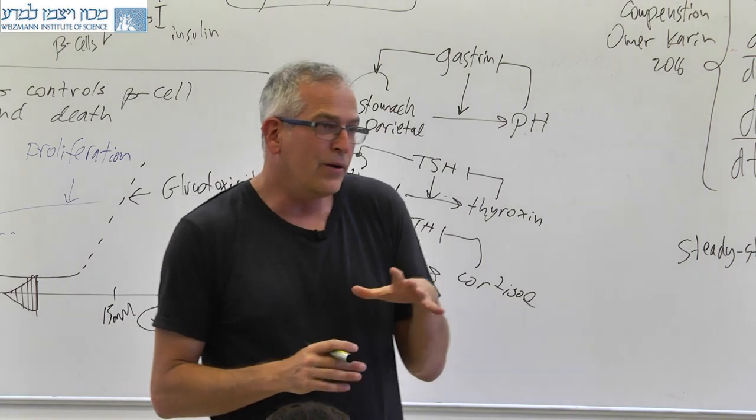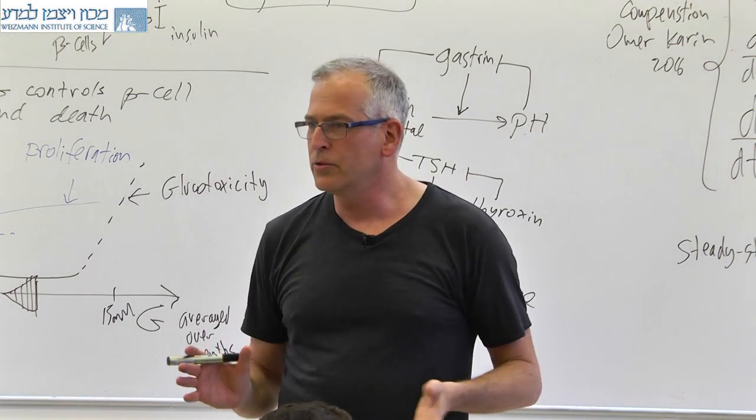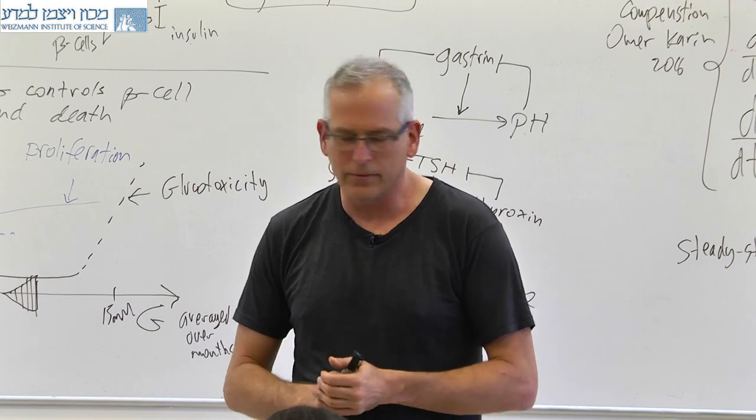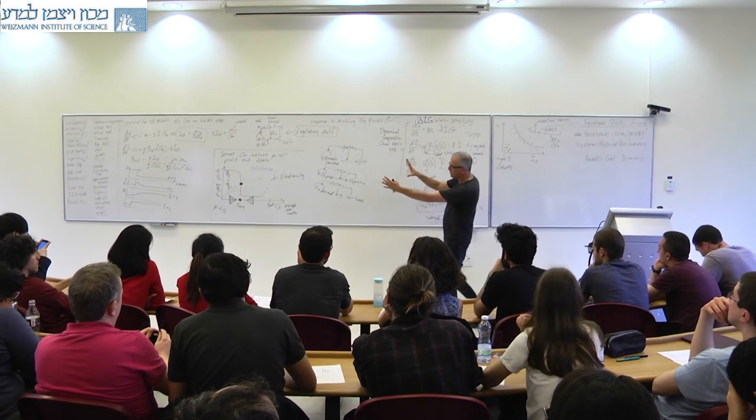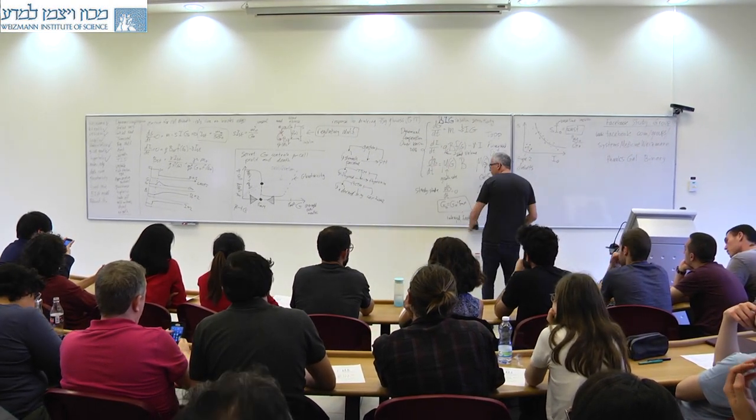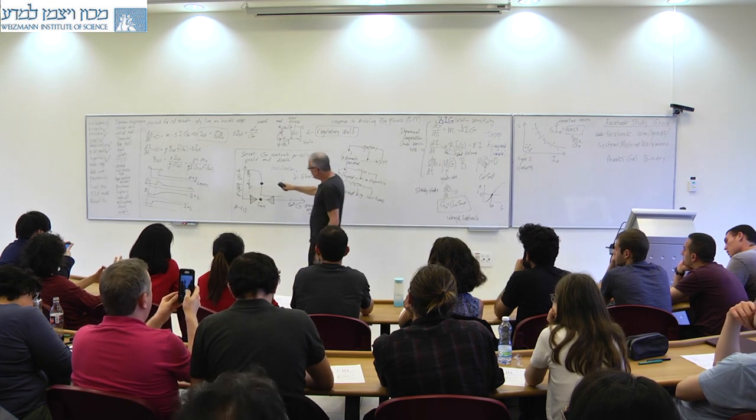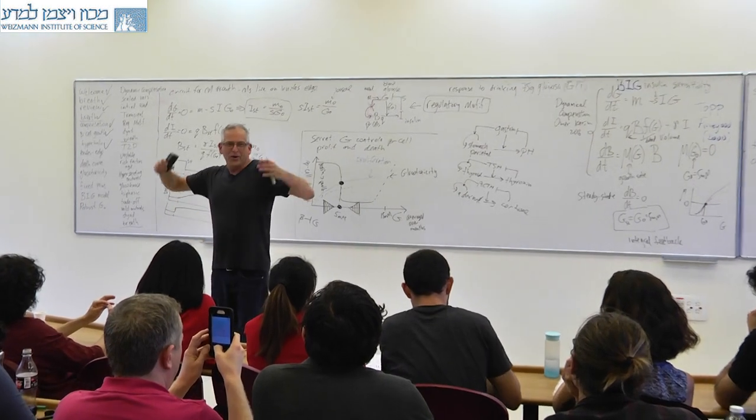And if you ask me, I would guess it happens in every tissue that needs to secrete something and control its size. Right. So it's very important to go to the abstract level, because then you can transport your knowledge to other systems.